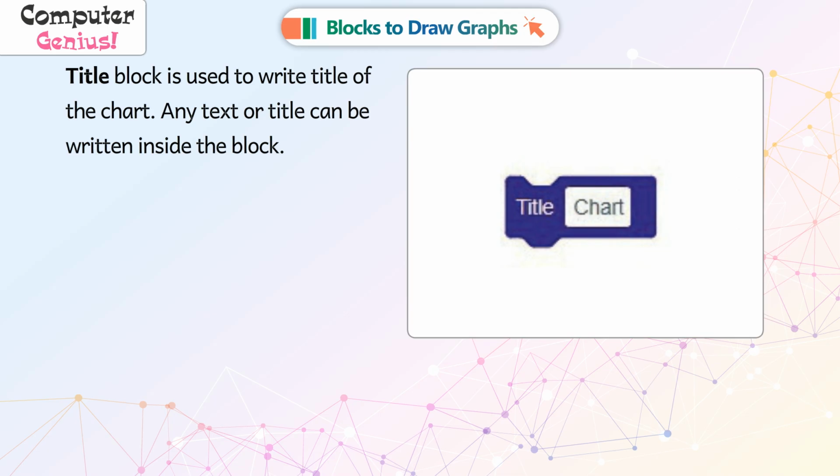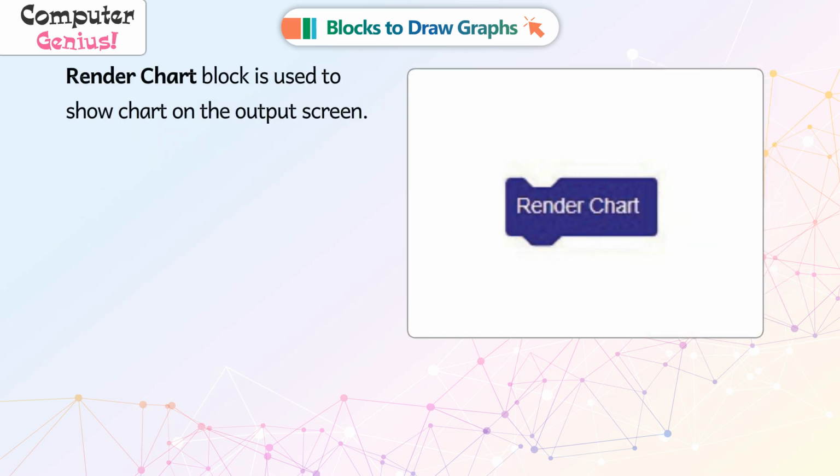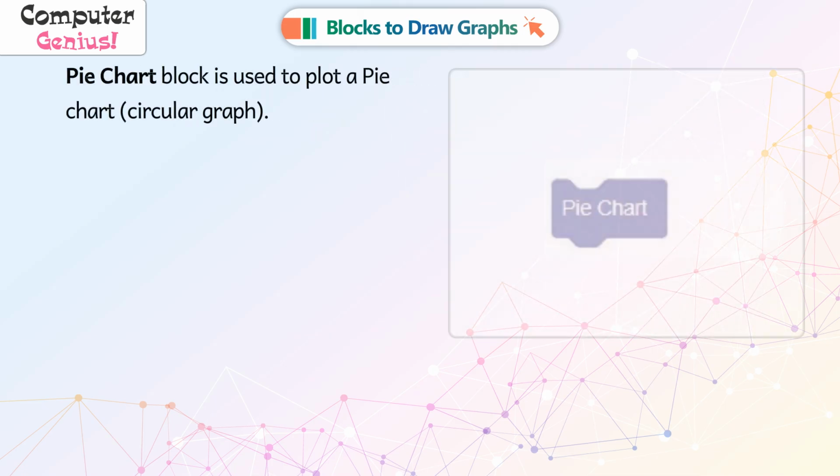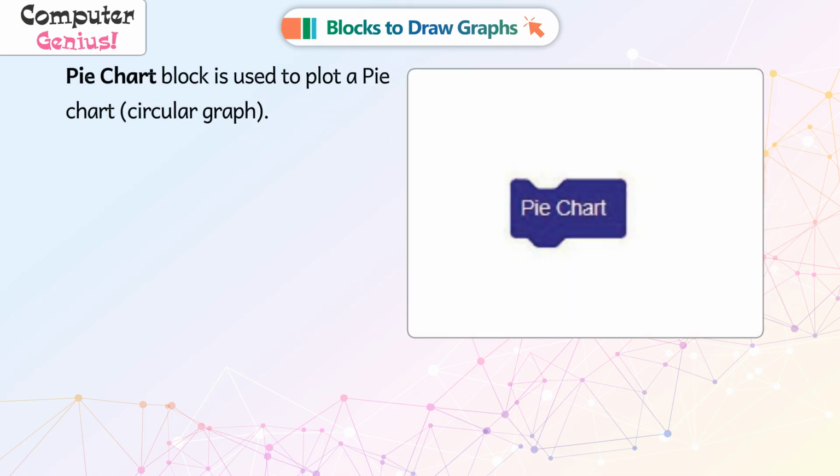Title block is used to write title of the chart. Any text or title can be written inside the block. Render chart block is used to show chart on the output screen. Pie chart block is used to plot a pie chart, circular graph.